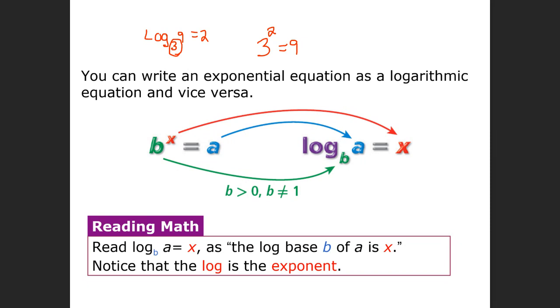So this is your base. This number here is your exponent. This is what it's equal to. So if I gave you something like 4 to the second is equal to 16, and I said, hey, rewrite that as a logarithm, this is the base of the log. So this would be log base 4 of 16 is equal to 2. That's it. So you have to be able to go from an exponent to a logarithm and a logarithm to an exponent. That's how it works this week.